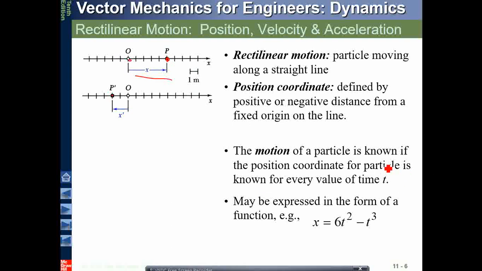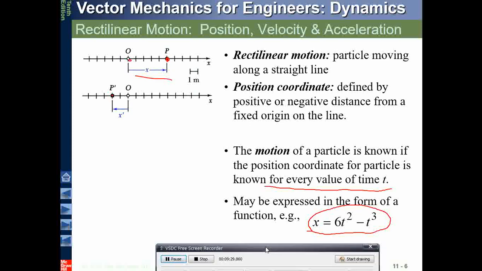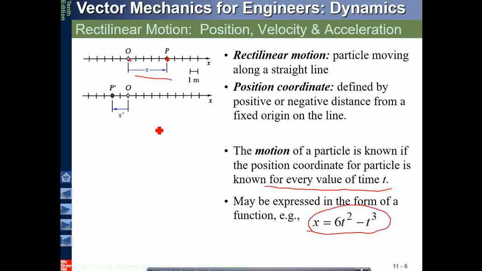Okay, the motion of the particle is actually a position coordinate for a particle along a certain time value. So time is a major factor here. In all the dynamics part, you will be interested in knowing a particular time, because the position is obtained with respect to time, the velocity is obtained with respect to time, and something very similar to acceleration also. So time has a very important role to play in engineering dynamics. So a position here may be expressed as a function of time. Like for example, in this case, the position x is equal to 6t square minus t cube.